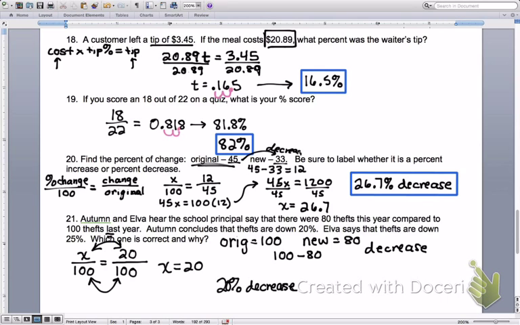Therefore, who's correct? Let's look back and see who said 20. Autumn said that it was 20%, so she is correct. And then it says to y. Well, we showed all our work, so that is why and how you can back up your answer.